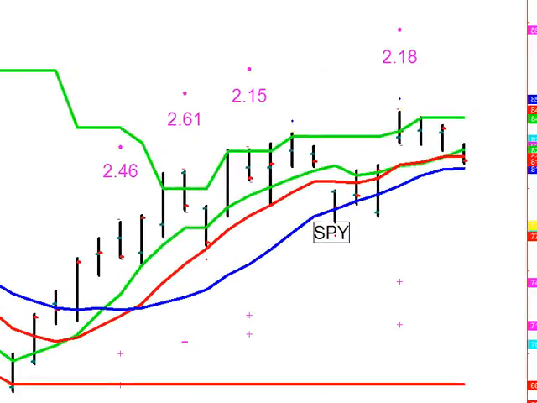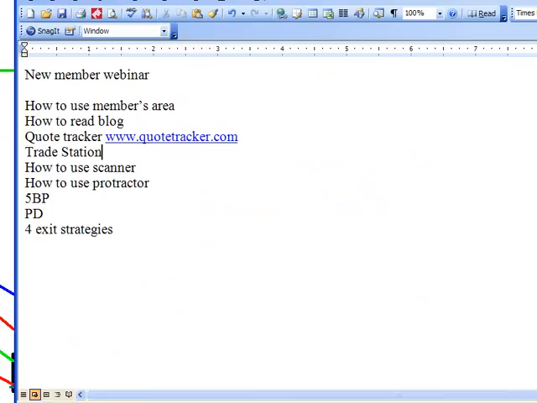Let me just turn the screen off and on real fast. For those that are watching, you can see the little recorder. That's what HotCom does there. And what I wanted to talk about next for the new members was reading the blog. I pretty much went through that.